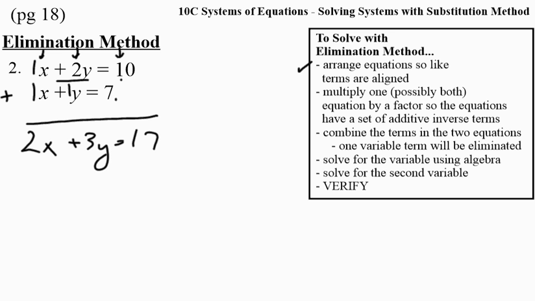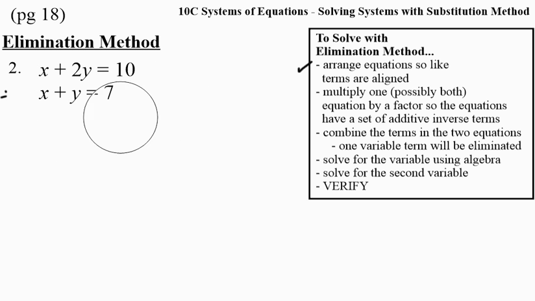The last system, the first one we did, was nice because our y's canceled. Here, we see that we can't cancel anything by combining the terms. So here's the most important step in the solving process that we didn't have to do last time. You are probably going to have to multiply one of the equations. Sometimes it might be both, but we need to multiply one of the equations by a factor so we can create a set of additive inverse terms between the 2 equations.